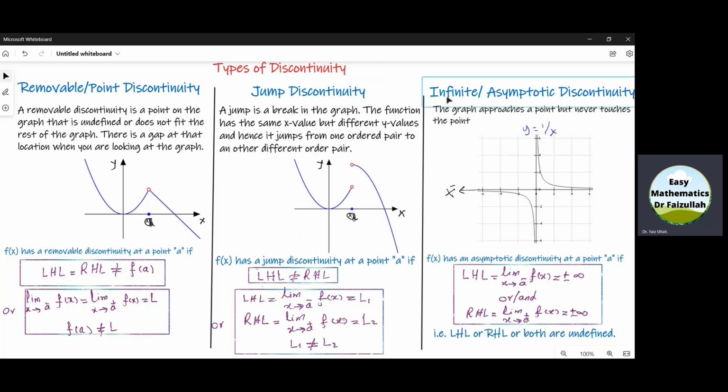The graph of an infinite discontinuous function will approach some point, but it will never touch that point. Mathematically, the left hand limit of that function will be undefined, or the right hand limit of that function will be undefined, or both will be undefined.